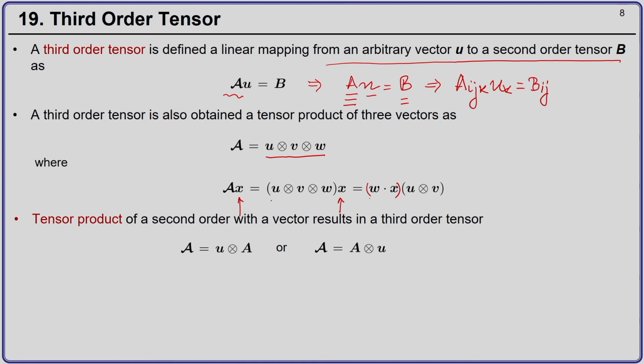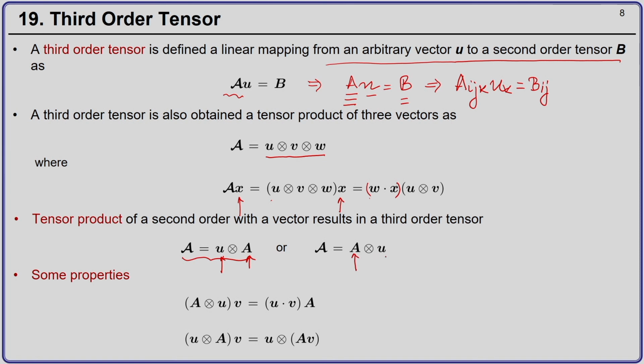So, there are other ways to obtain a third order tensor. One way is you take the tensor product of a vector with a second order tensor, u tensor product A gives you a third order tensor. The tensor product of a second order tensor A with a vector u again gives you a third order tensor. Okay. So, some of the properties of a third order tensor are mentioned here, and you can show this yourself. Okay. So, you have to remember these properties.